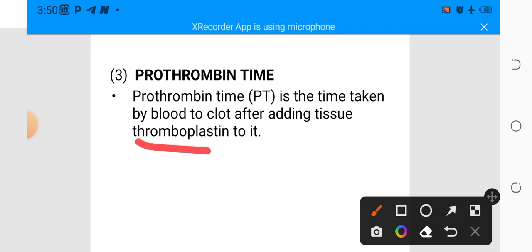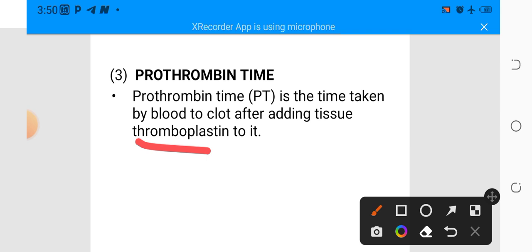So therefore, blood clotting is prevented. Then a large quantity of tissue thromboplastin with calcium is added to this blood. Calcium nullifies the effect of oxalate. The tissue thromboplastin activates prothrombin and blood clotting occurs. During this procedure, the time taken by blood to clot after adding tissue thromboplastin will be determined.